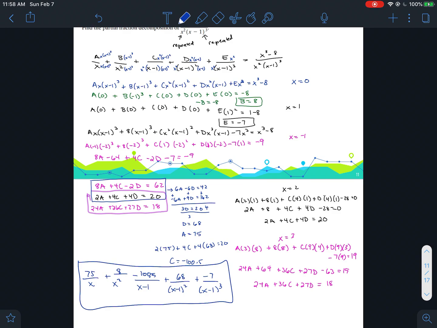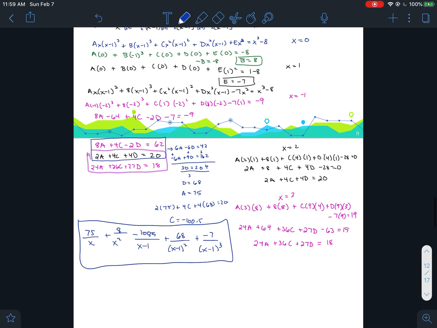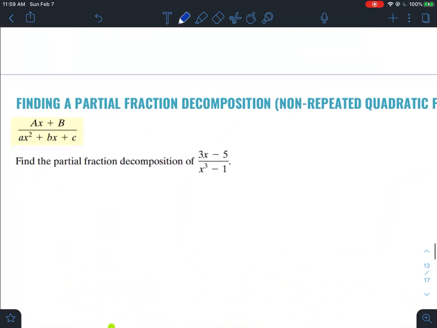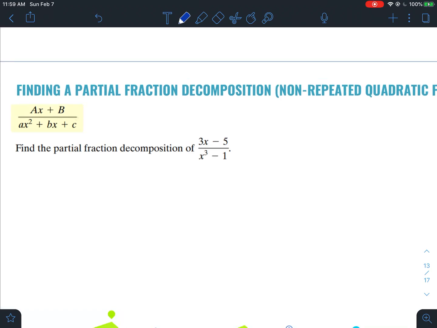There were a lot of places where I could have made a little math mistake in there. But notice, if there are repeated factors and you end up with, in this case, 5 fractions, you're going to have a system of equations that you'll have to solve in order to find the missing numerators.